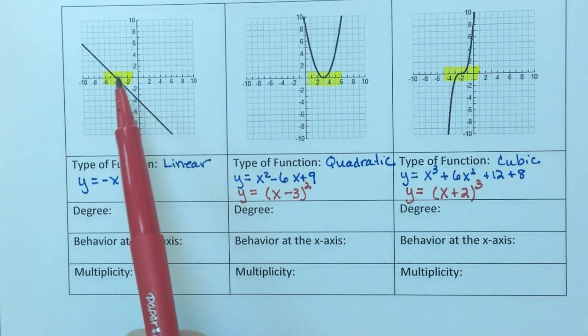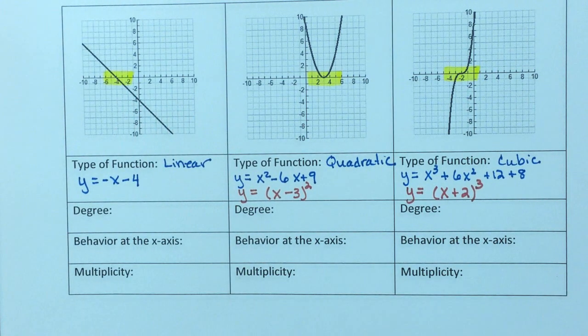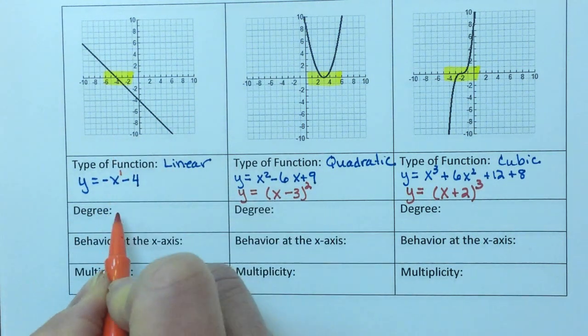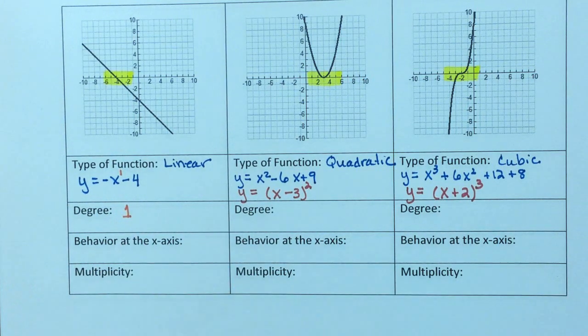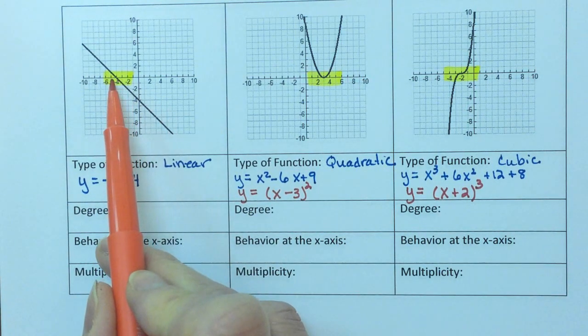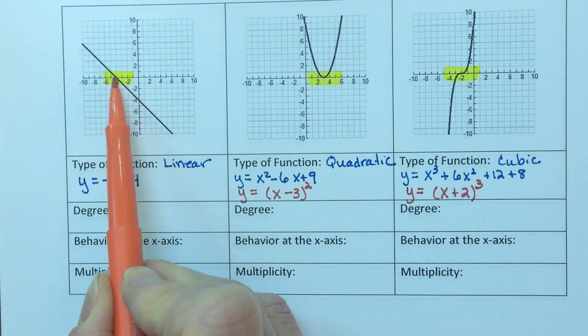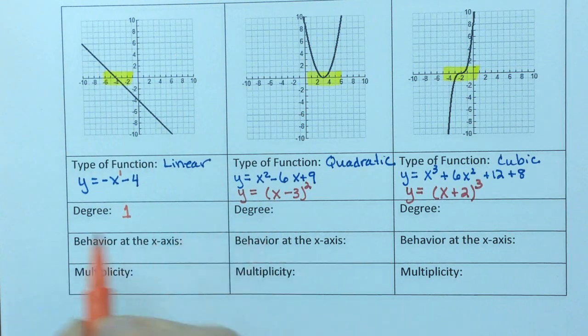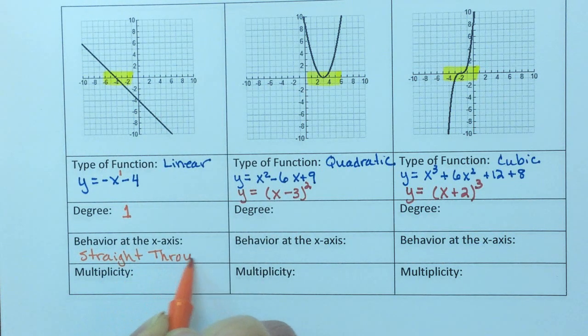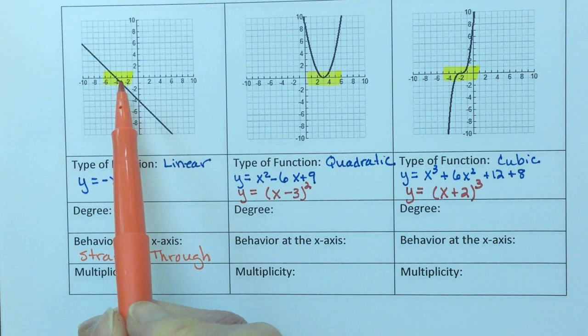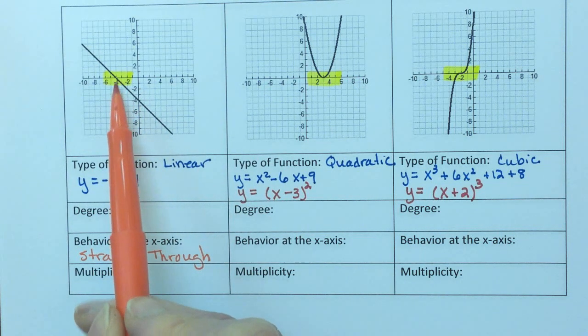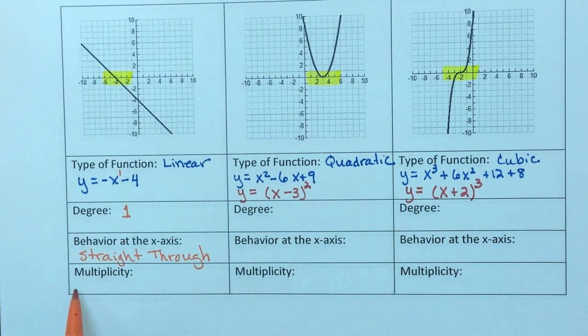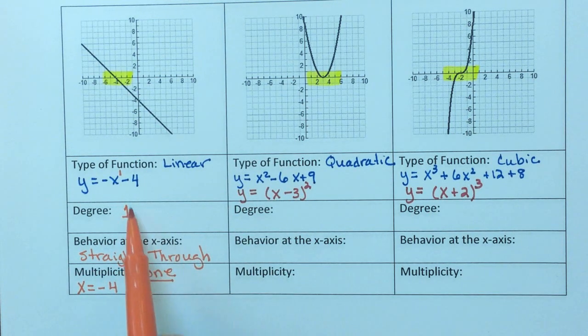So let's talk about the degree. What degree does a linear function have? Well, we're looking at degrees. The highest degree is 1. So it's a degree of 1. What's the behavior at the x-axis? If we could zoom in really close and just look at this part in yellow, we can see that it goes straight through. So the multiplicity of the function at the zero, where x is negative 4, we have a multiplicity of 1. Okay? That's just telling us what degree we will have. It's going to match there.